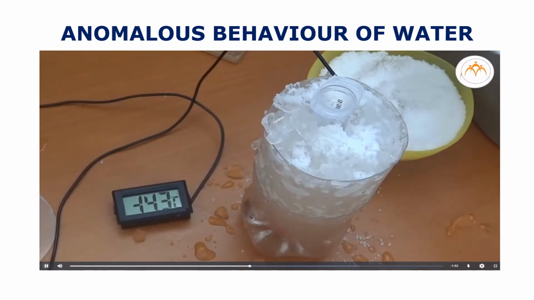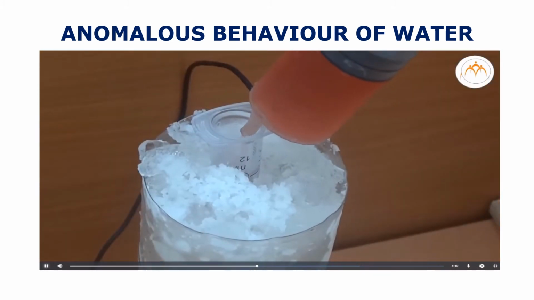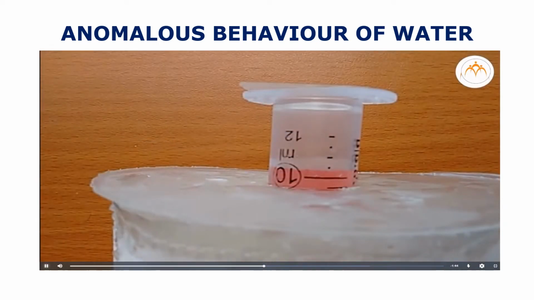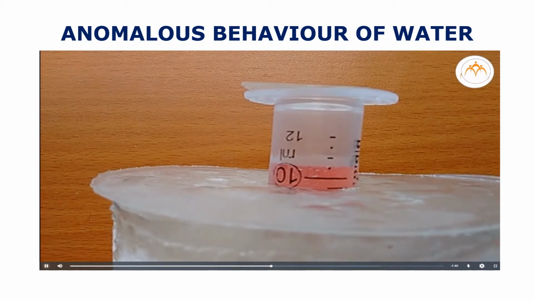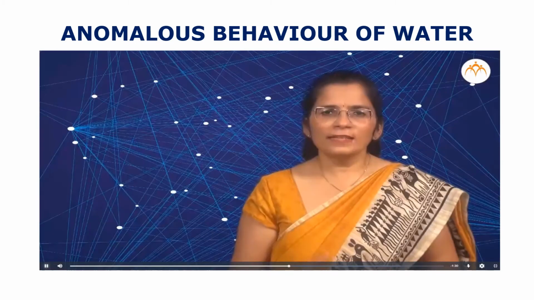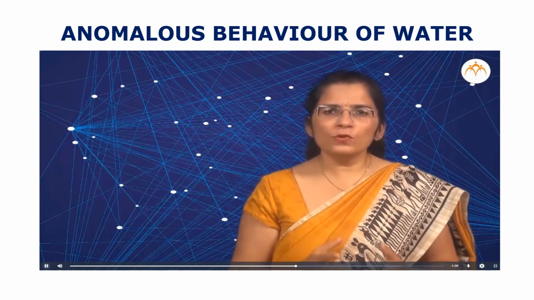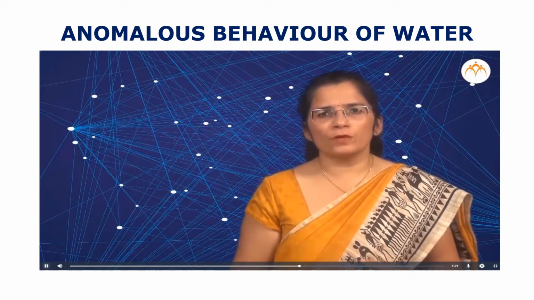If we cool water, its volume reduces till the temperature reaches 4 degrees centigrade, and its density increases. If the temperature is reduced below 4 degrees centigrade, it expands instead of contracting. Its density reduces. At 0 degrees centigrade, water gets converted into ice. The density of ice is lower and so it floats on water. This behavior of water is different from the rule. Therefore, it is known as the anomalous behavior of water.